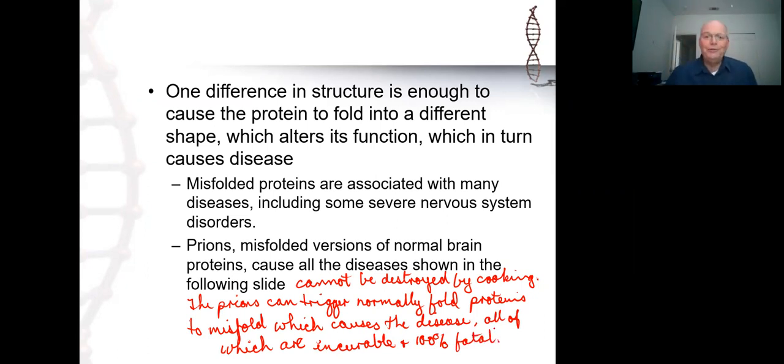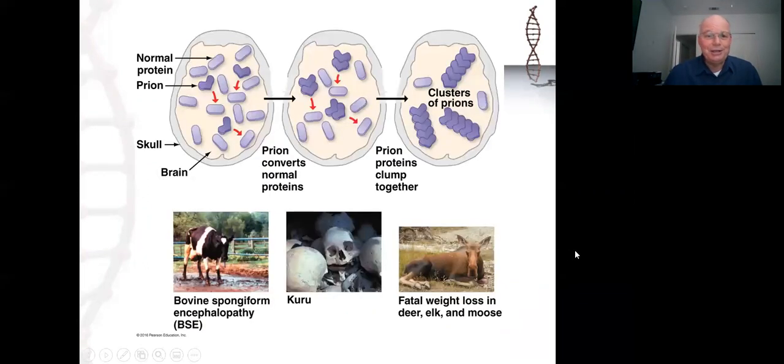So what sort of diseases do we know of that are caused by these prions? This is where it starts to get a little scary. So you've heard of mad cow disease, otherwise known as bovine spongiform encephalopathy, if you can say that really quickly. Bit difficult. So mad cow disease is caused by prions.